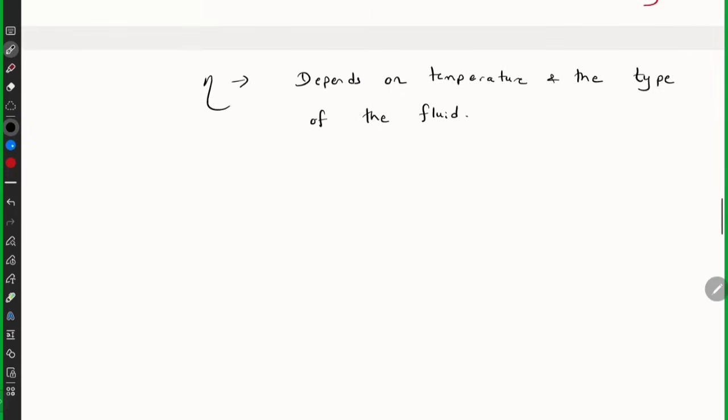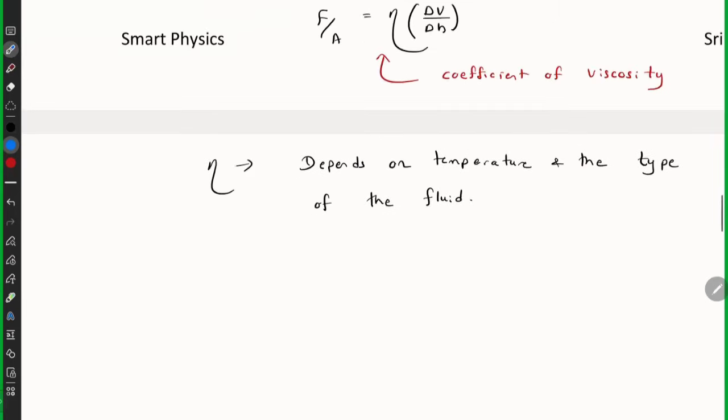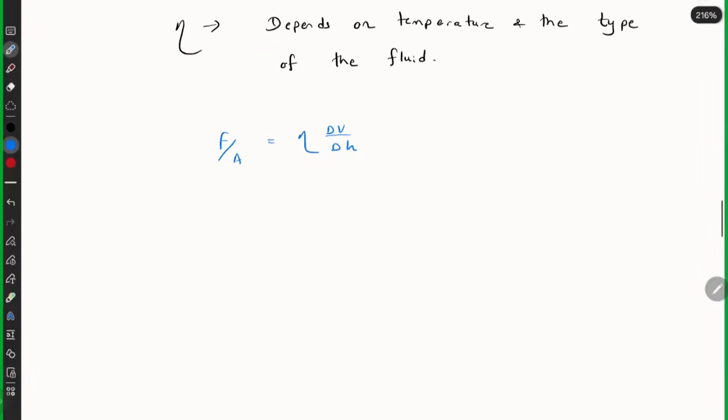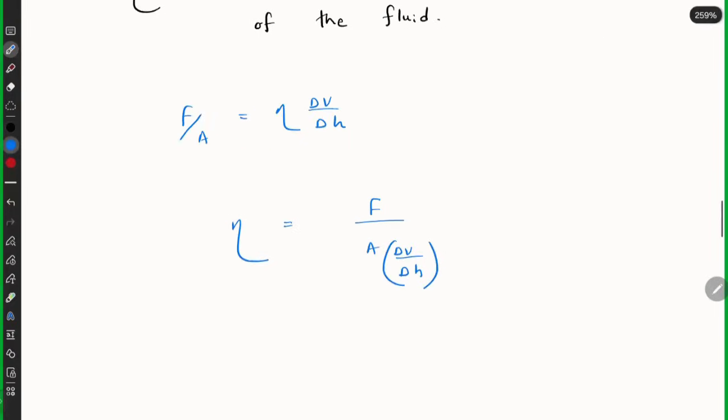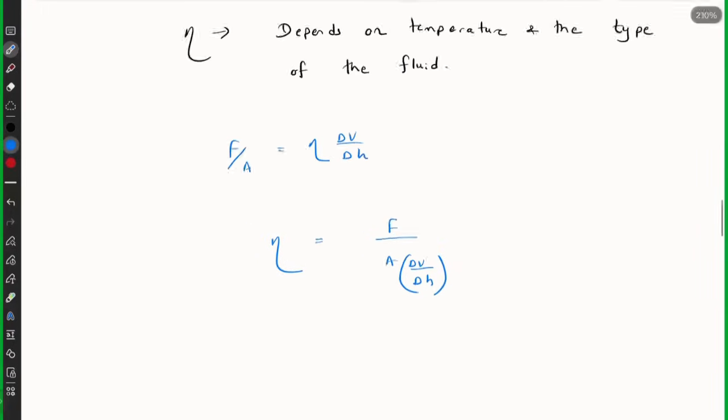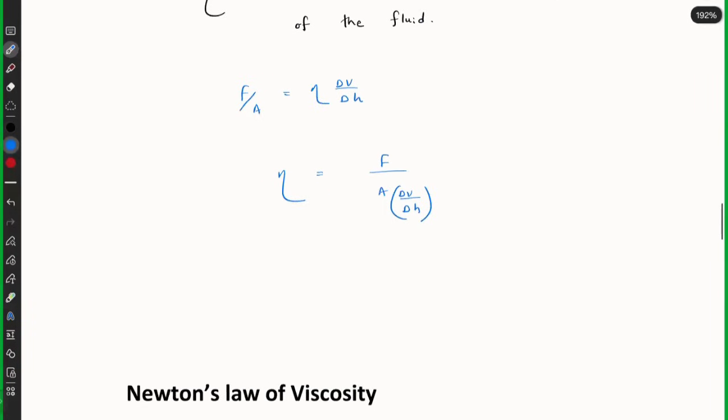And then, once I look at the equation, F over A is equal to eta into delta V over delta H. Now, I can isolate eta, right? What do I get then? I get F over A into delta V over delta H, inverted. And that helps us to define viscosity. Is that clear? That helps us to define viscosity.